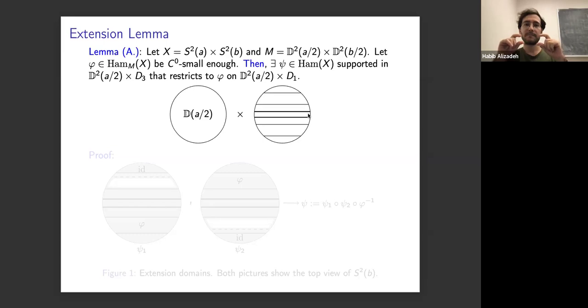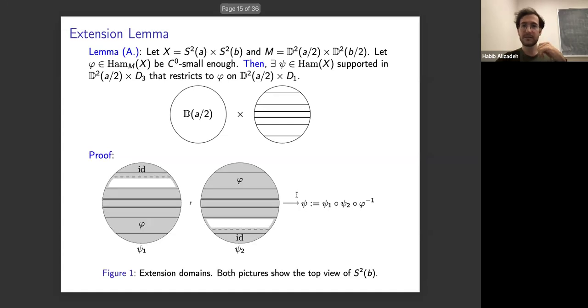And it's important that we are taking a strip in this statement, a strip that intersects the boundary of the disk where phi is identity. We'll see in this sketch of the proof why that is important. Any question about the statement of the extension lemma? Okay. So the sketch of the proof: the proof is simple given the input from holomorphic theory that we just stated.